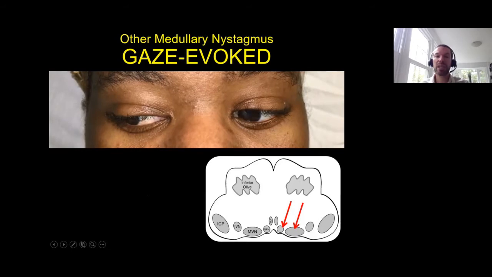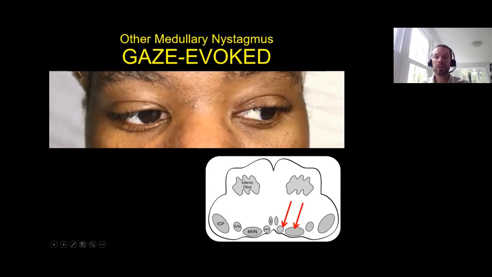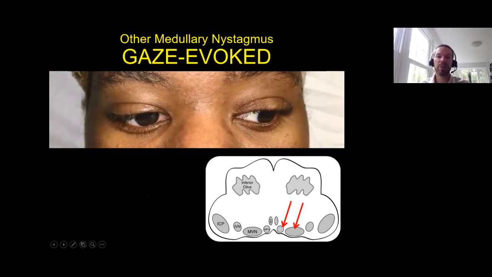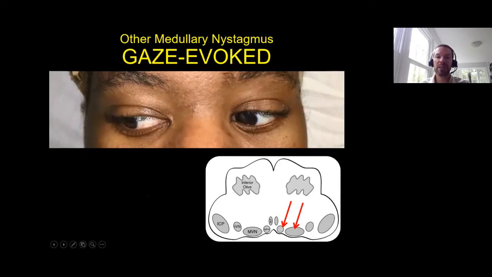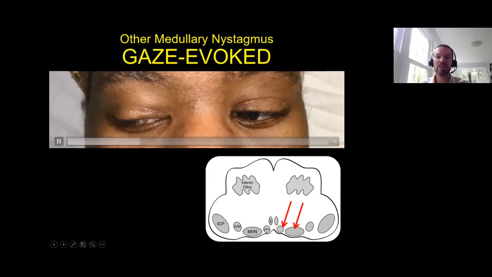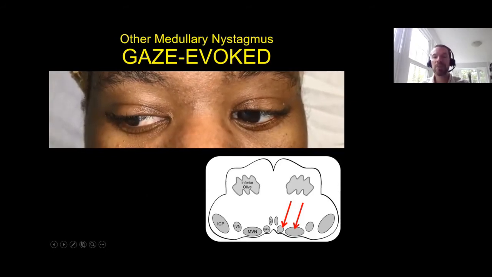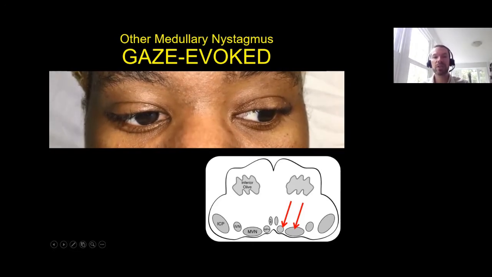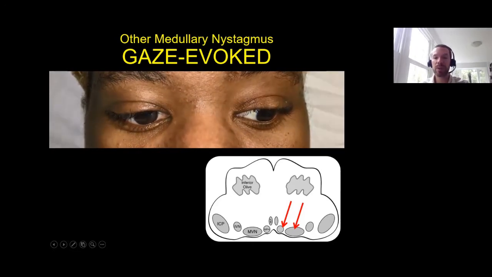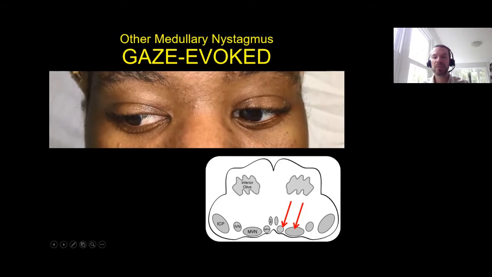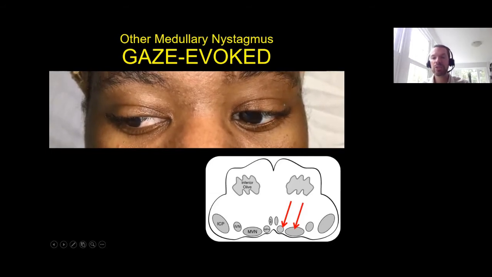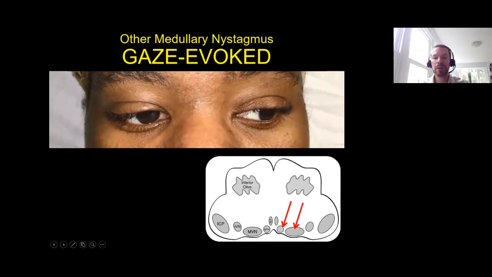What about the medulla and gaze evoked? So this patient looks to the right, she has right beating. She looks to the left, she has left beating. She looks to the right, she has right beating. This is clearly gaze evoked. This is a patient who has thiamine deficiency due to Wernicke's encephalopathy. And in this kind of situation, the midline structures tend to be affected. Again, we're not talking about a lateral medullary syndrome.